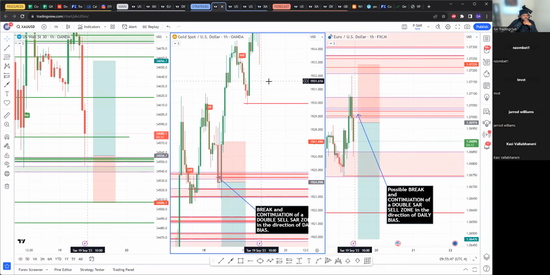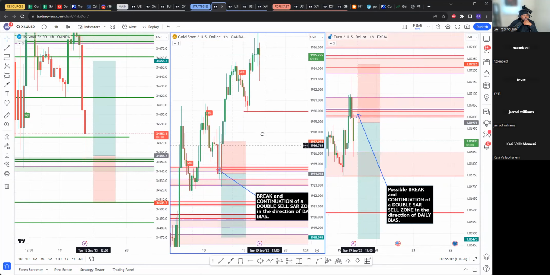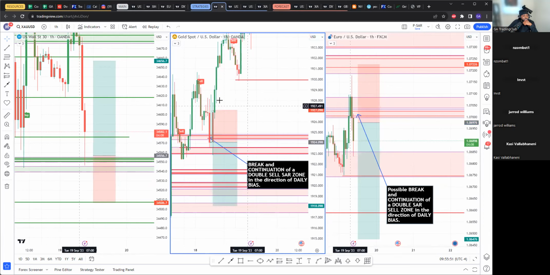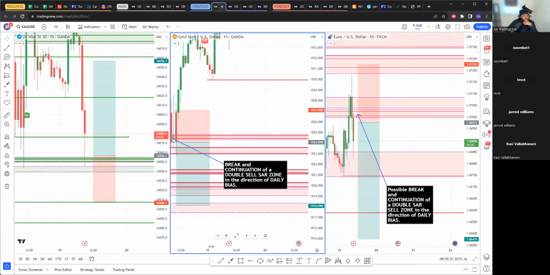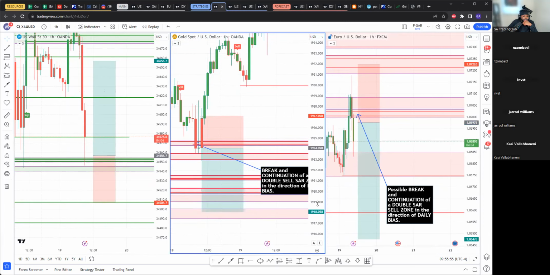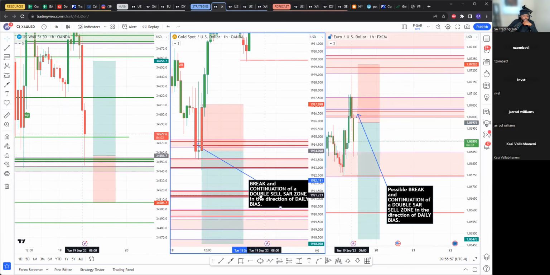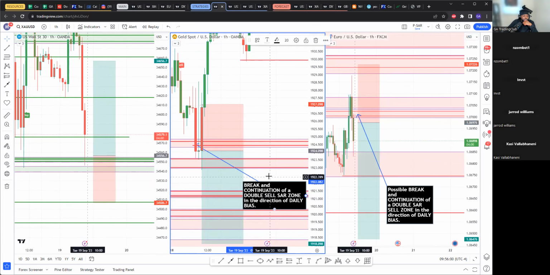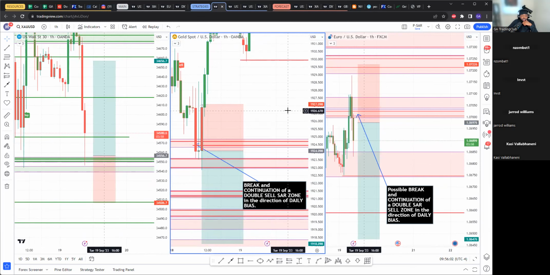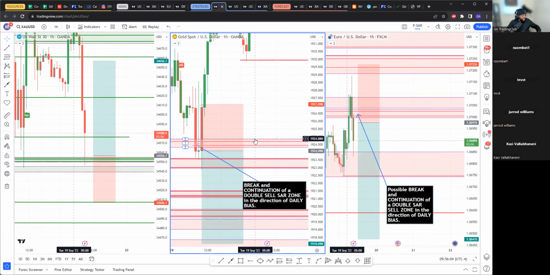Also, we did take a loss yesterday. I'd sent this trade just as we wait for this EU trade. So this was a break and continuation of a double sell SAR zone in the direction of daily bars. To me, it was actually a perfect trade. I didn't expect it to hit stop loss.